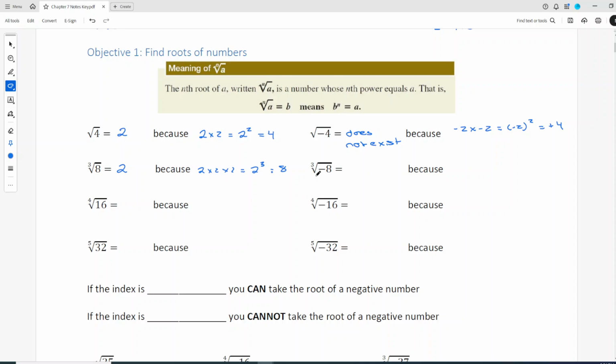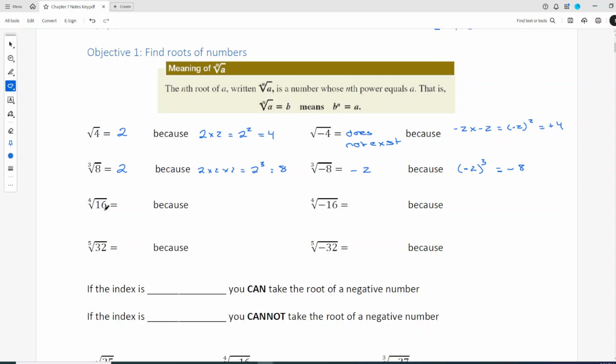So now let's look at the cubed root of negative 8. Is there a cubed root of negative 8? Well, yeah, it's negative 2. So this one does exist because, now I'm going to stop writing out the repeated multiplication, I'm just going to put negative 2 cubed, because negative 2 times negative 2 times negative 2 is negative 8. When you have an odd number of negatives multiplying together, you get a negative answer.